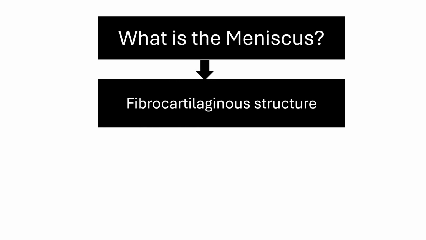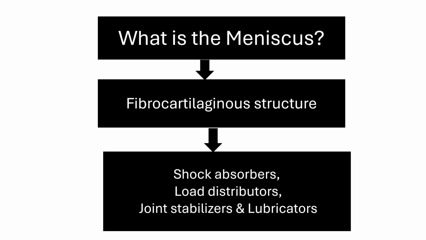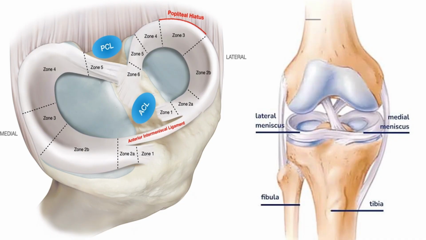It is a fibrocartilaginous structure and its function is shock absorption, load distribution, joint stabilization, and lubrication of the joint. The menisci are two C-shaped fibrocartilaginous structures. We can see here there are two C-shaped fibrocartilaginous structures located between the femur and tibia. So this is the tibia and this one is the femur.